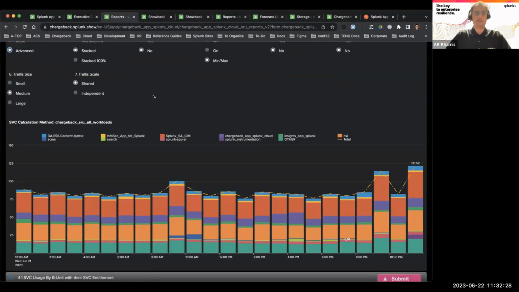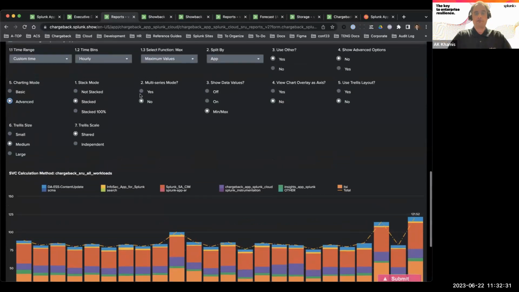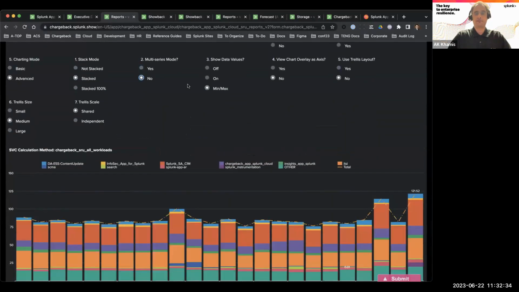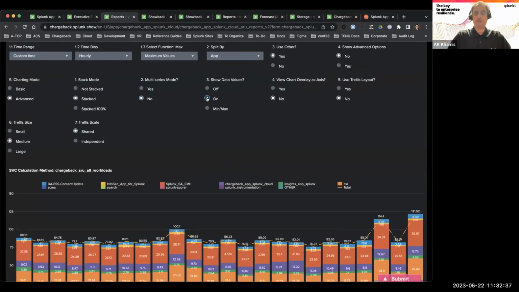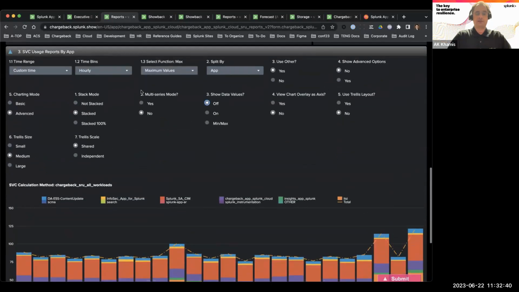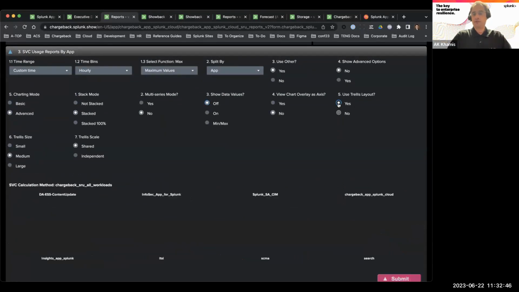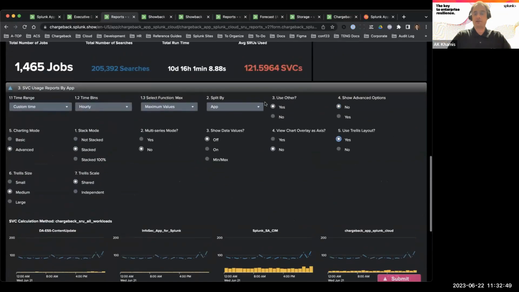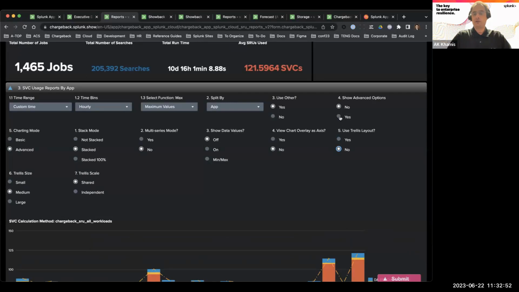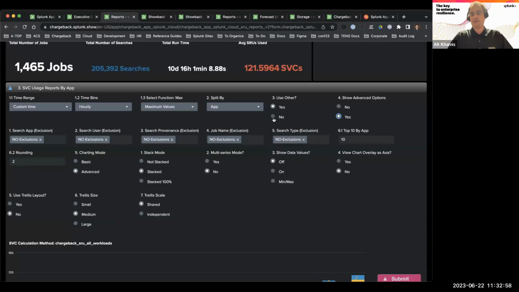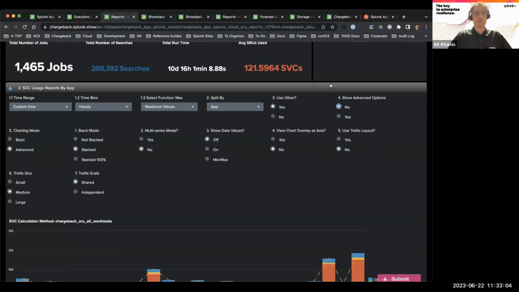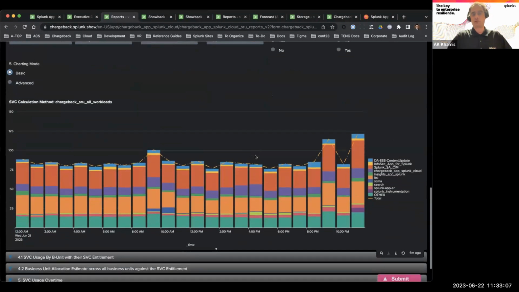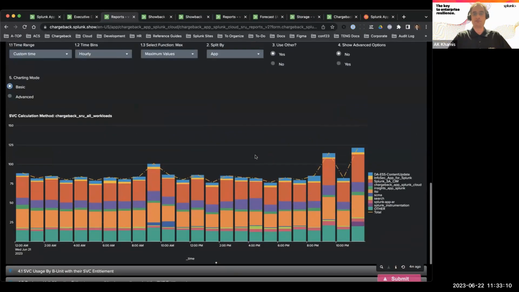Again, all graphs are going to have advanced features. So if you want to see this in multi-series mode, or if you want to see data values, you turn them on or off. You can round differently. You can enable Trellis, so each one of them is shown individually. These are different things you can do with the dashboard here without having to exit from it, and basically without having to write your own dashboard. So it gives you more flexibility to make additional changes to how you want to view the data to your own specifications.